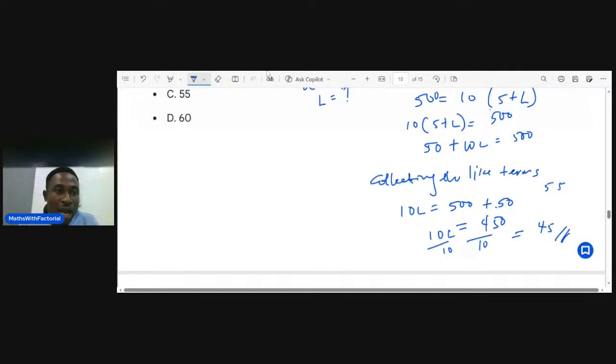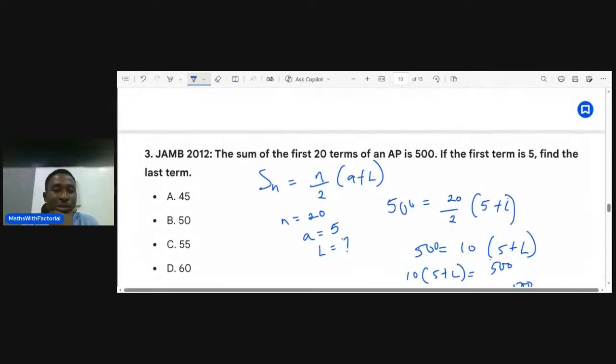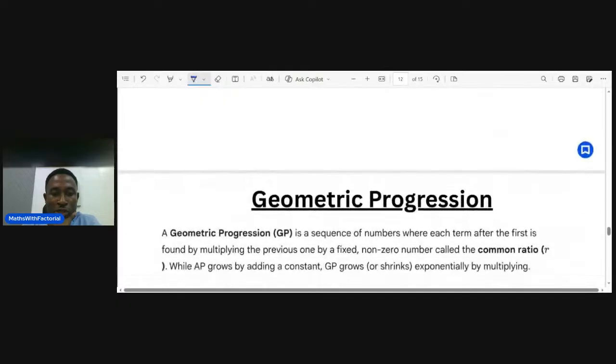All right. So now, that will be all. We'll be wrapping up very shortly. So we are done with the questions we have here, because of the time we won't be able to go into geometric progression today.